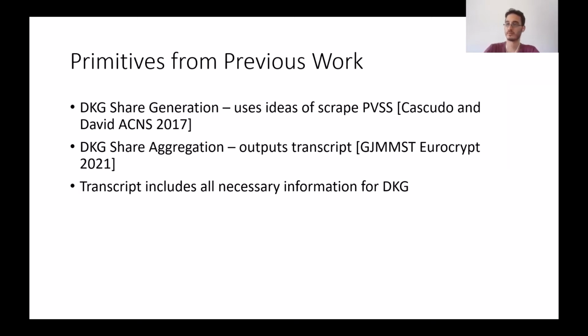We're going to talk about two cryptographic primitives. The first one is a DKG share generation algorithm. This algorithm allows parties to generate a small part of a DKG and then to input that part into protocols. The size of each share is linear in the number of parties. And this algorithm uses ideas of the SCRAPE PVSS due to Cascudo and David from ACNS.